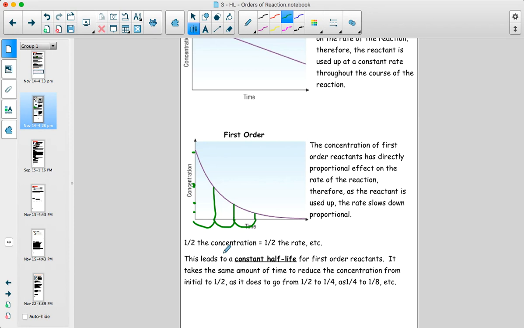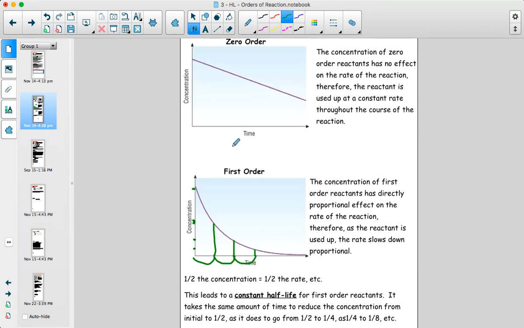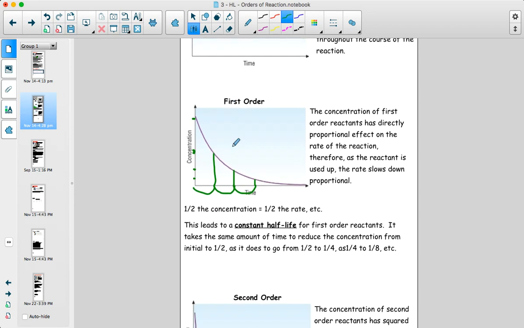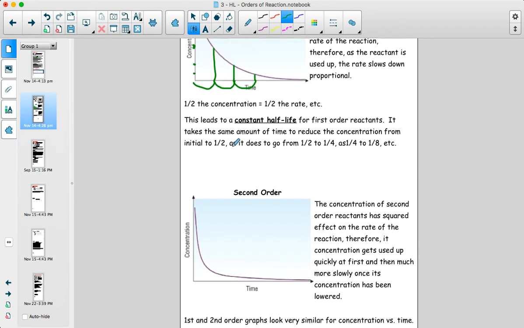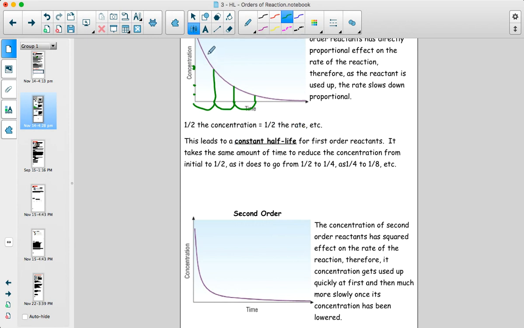This is going to be a really super important idea for these graph questions. They give you questions, especially on paper 1, where they'll give you graphs and expect you to be able to identify if it represents 0, first, or second order. And the first and second order, as we'll look at, look very similar. They're both curves like this, decreasing at slower and slower rates.